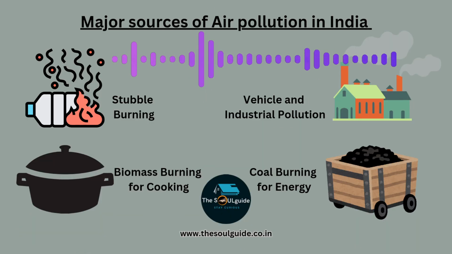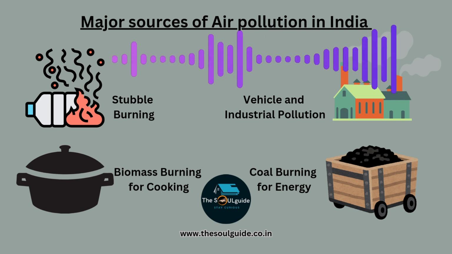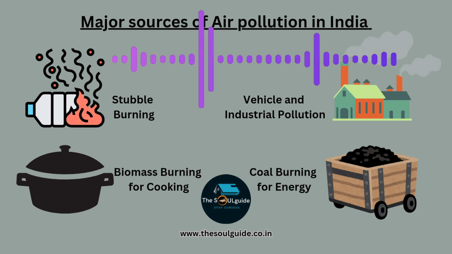In India, major sources of air pollution stem from several key activities. Stubble burning, a common agriculture practice involving burning leftover crop residues, releases large amounts of smoke and particulate matter into the air. Biomass burning for cooking, where wood, crop residues, and animal dung are used as fuel, is another significant source, especially in rural areas, leading to indoor and outdoor air pollution.